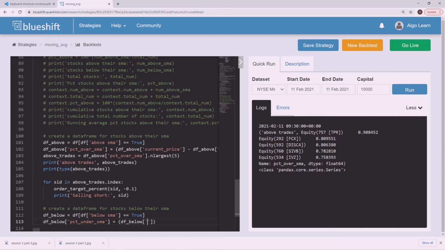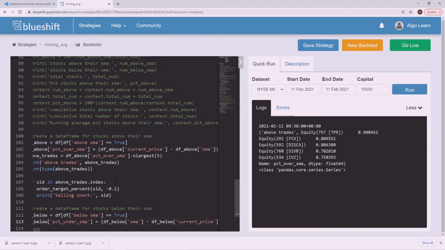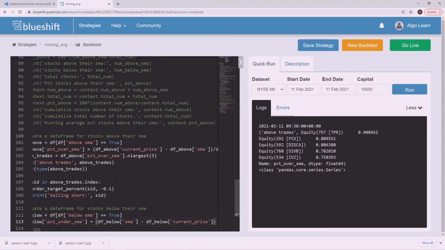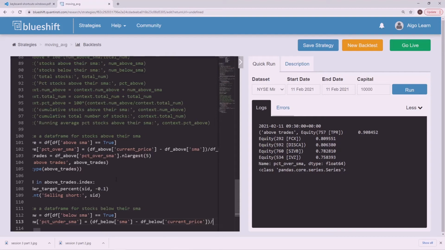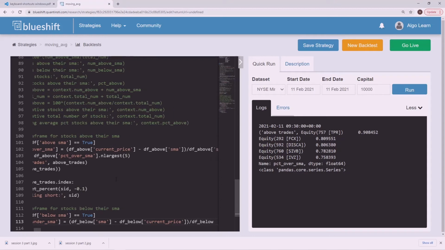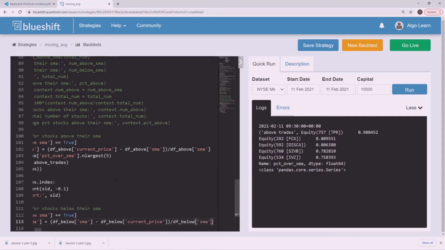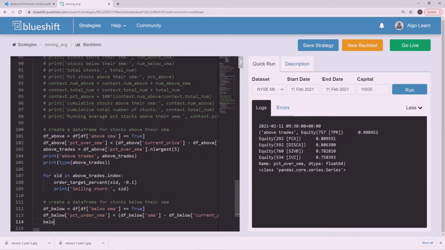Now, just kind of thinking things through here. Yeah, I'm going to do this. Minus DF below current price. And I think I want to divide that by SMA. Okay, and so now that we have that, let's do our below trades equals DF below.